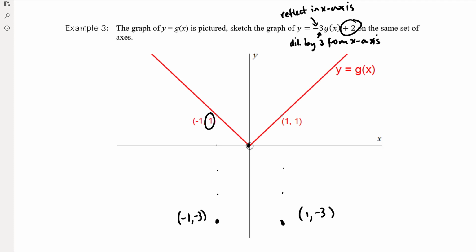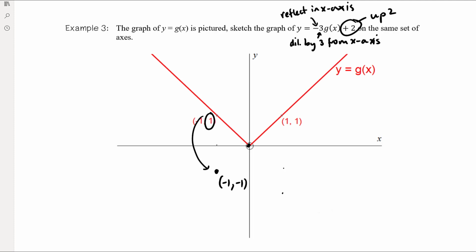But then we also have to move up by 2. Sorry, I jumped the gun with marking those actual points on. So we reflect in the x-axis, it comes to here. We then dilate by a factor of 3, which is going to take it down to -1, -3. And then we're going to move it up by 2. So in this case, that will actually bring it back to that same point there. So it's going to be there at -1, -1.